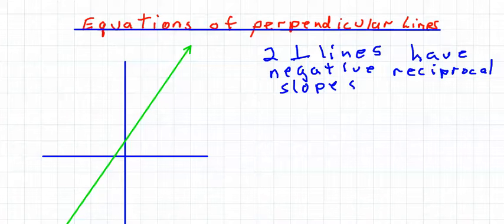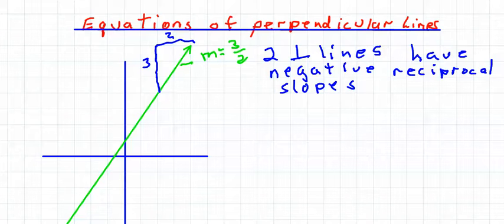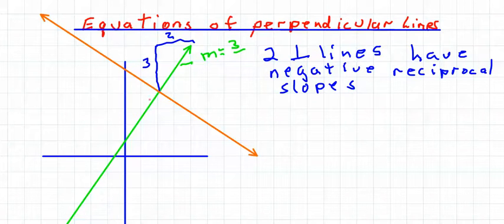So, if I look at this line, the green one, I see that my slope, I go up 3 over 2, my slope here is 3/2. If I look at a perpendicular line, I'll draw the perpendicular line. Here's my perpendicular line, and we see perpendicular, it has a 90-degree angle.